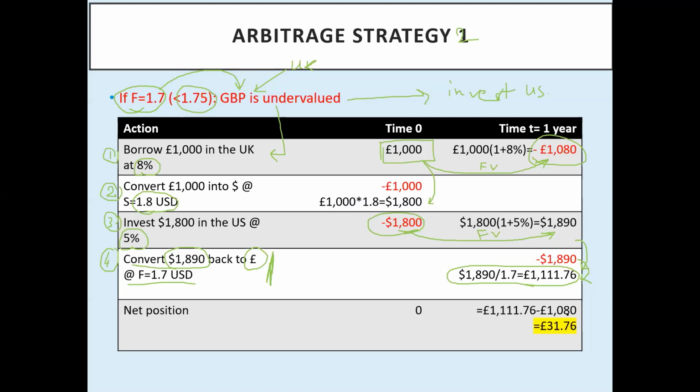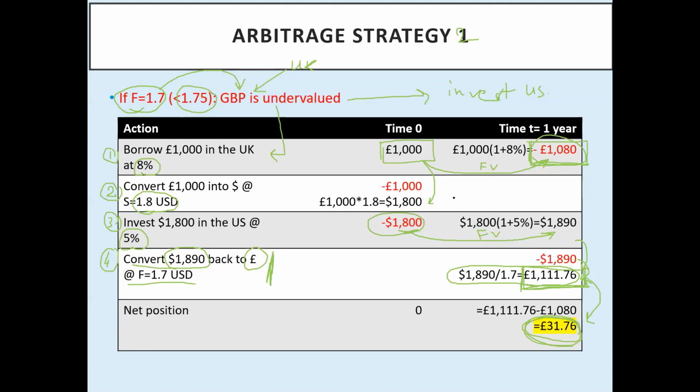So in the end, how much profit did I make? So in step 1, I expect to be paying this much in the pounds. So I'll be paying 1,800 pounds. In step 4, I expect to get 1,111 pounds after the conversion in the forward market. Okay. So in the end, I will get a profit of about 31 pounds. Okay.